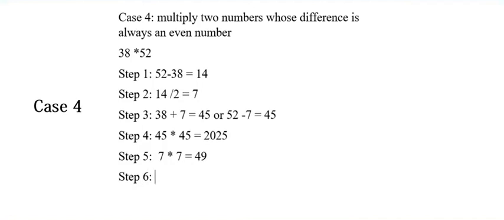Whatever answers I got in step number 4 and step number 5, I'll subtract the value. That's nothing but 2025 minus 49. That will give me the answer as 1976. That means to say 38 into 52 will be equal to 1976. I hope it's clear. Now let's go for one more number. Let us say we will take the number 76 into 96.